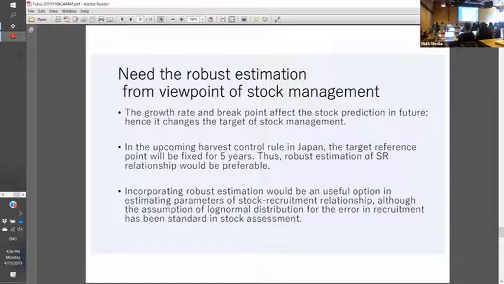Yeah, it's future work for me. This was only randomly generated stock recruitment data, but actually we have to check with the population dynamics included in the simulation. I don't know how that will turn out, so that is the next work.